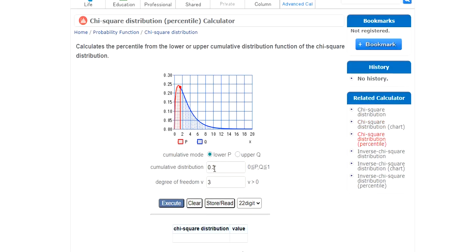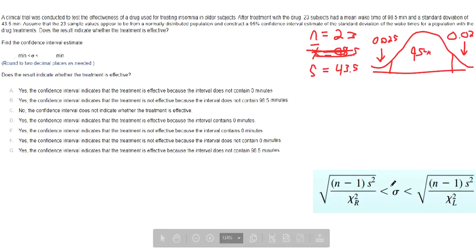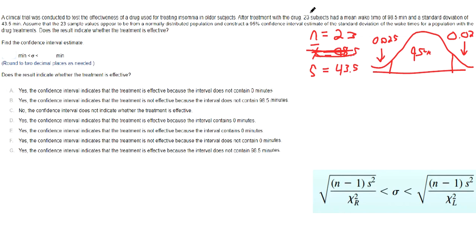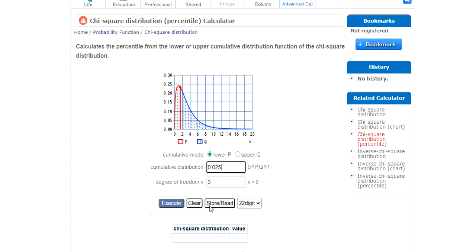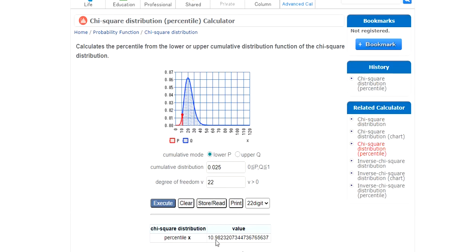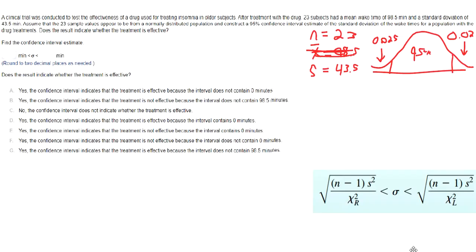And so the red area is what I'm about to type in here. We're going to type in 0.025 for the reasons we said before. And now the degrees of freedom, for one standard deviation here, it's n minus 1. So 23 is my n. That means my degrees of freedom is 23 minus 1. I'm going to punch in 22 here, and then hit execute. So we got 10.982 for one of them.